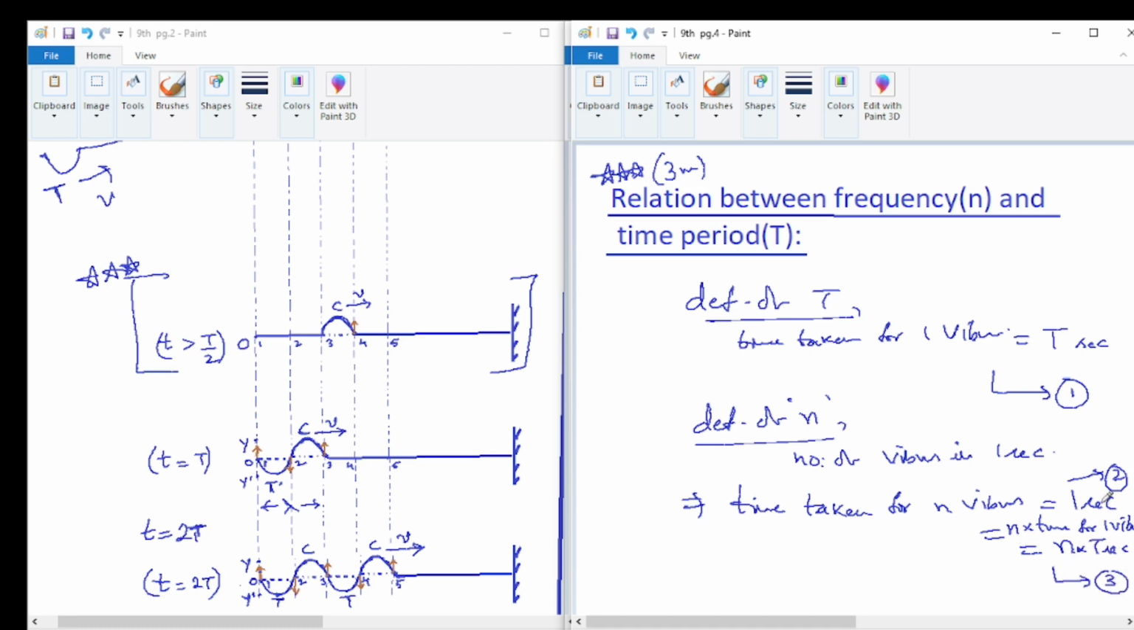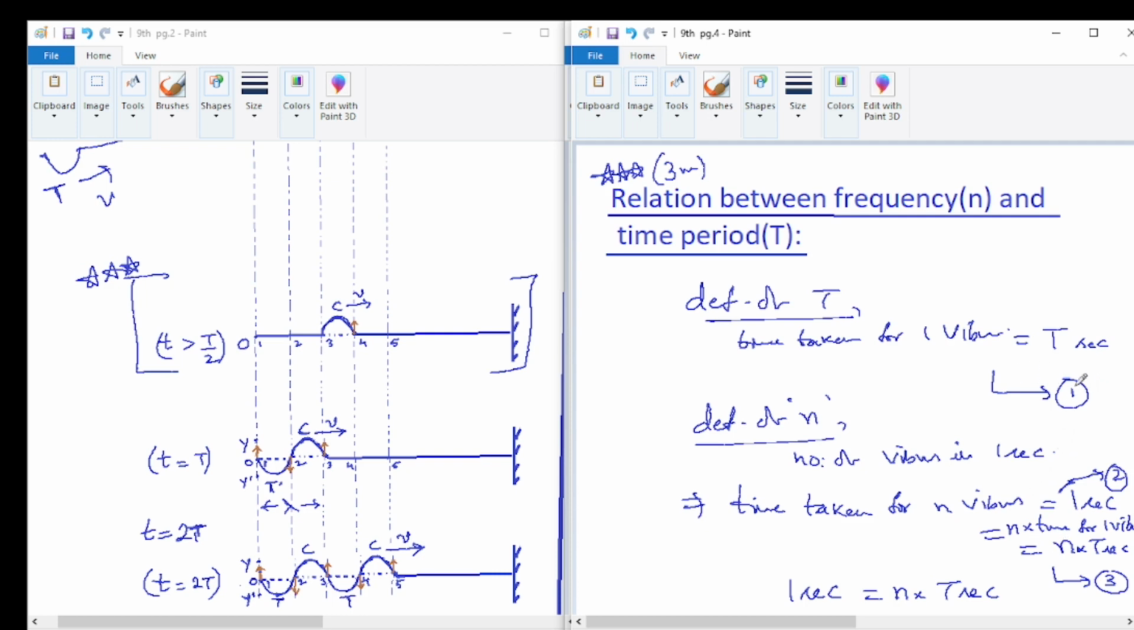Now just apply equations 2 and 3. What is equation 2 here? This: time taken for n vibrations is 1 second. The same time taken for n vibrations can be written as n into t seconds. So both are nothing but the time for n vibrations. Time taken for n vibrations in 1 second is also nothing but n into t seconds. So we can equate both of them. Any doubt here? Just check it. It's not complicated. Nowhere is it difficult.